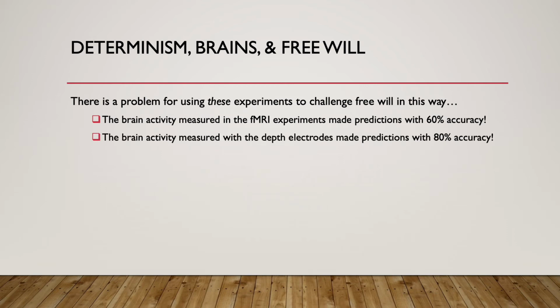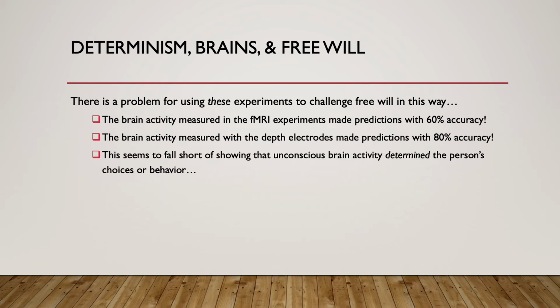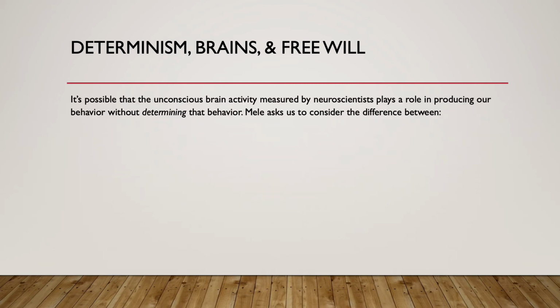Similarly, the brain activity measured with the depth electrodes is slightly better. It's making predictions with 80% accuracy. But notice, that still seems to fall short of showing that the unconscious brain activity is determining, is guaranteeing what the person's choices or behavior will be. So it's possible that the unconscious brain activity that the neuroscientists are measuring does play a role in producing our behavior, but maybe it does so without determining or guaranteeing that behavior.